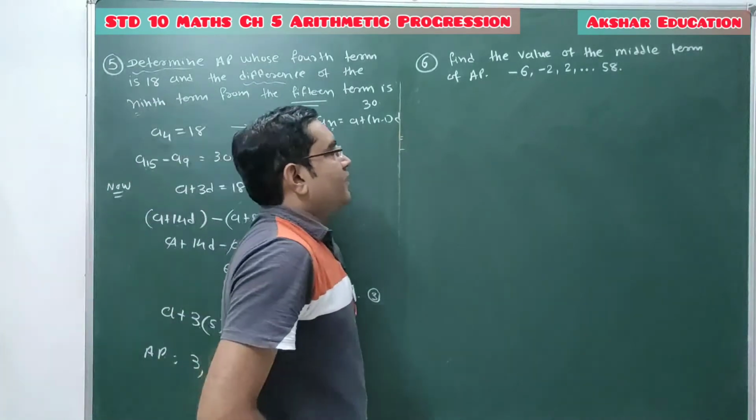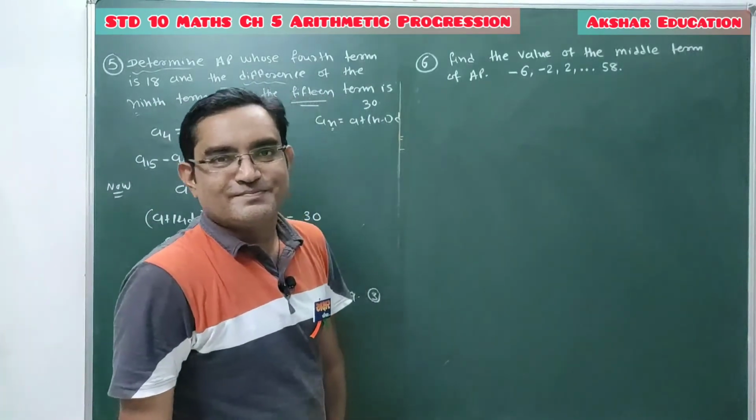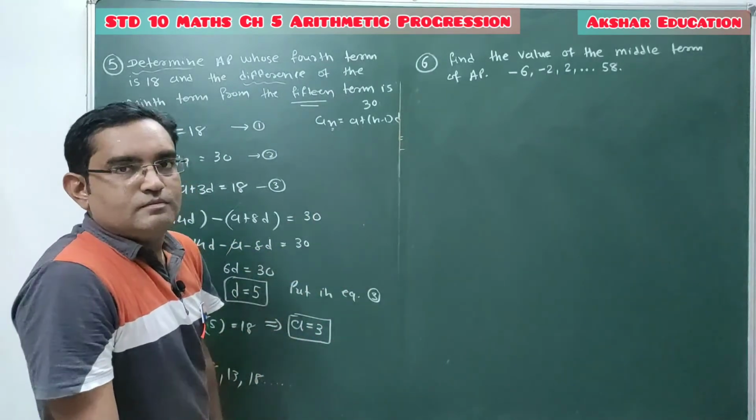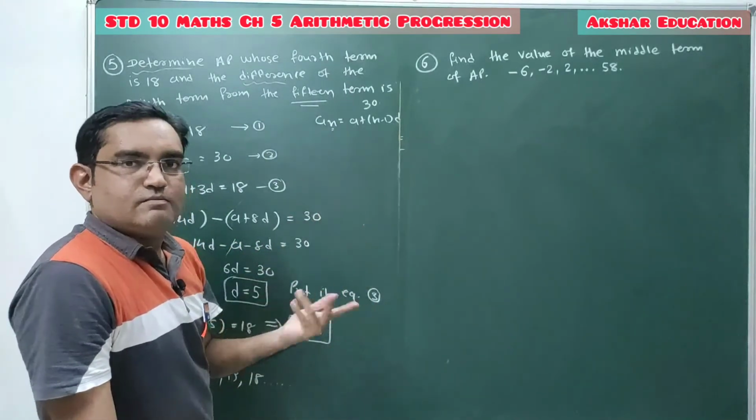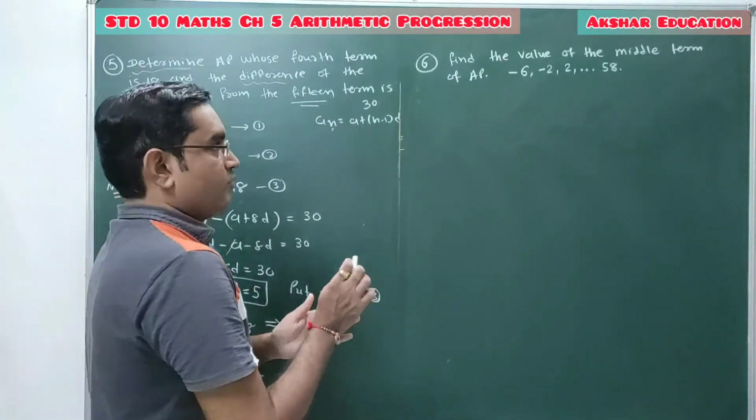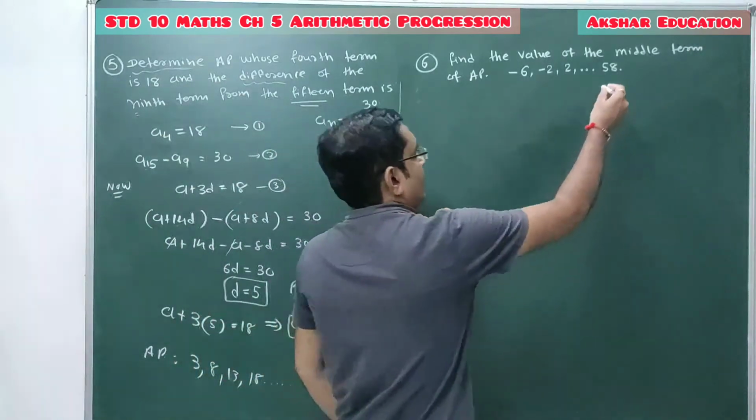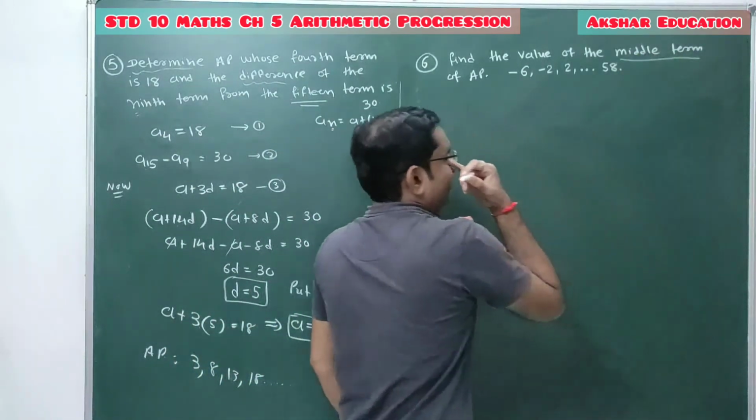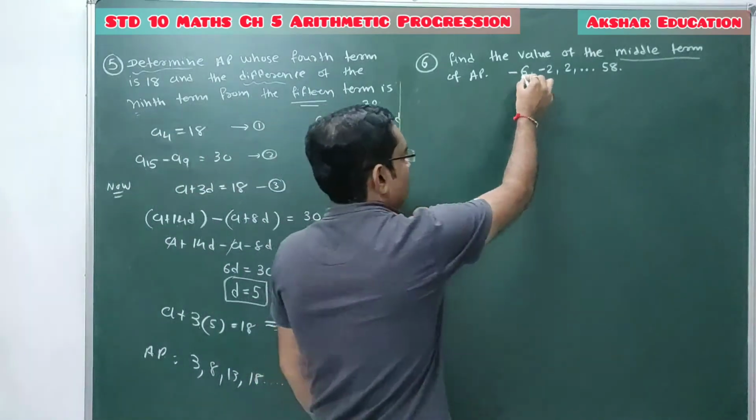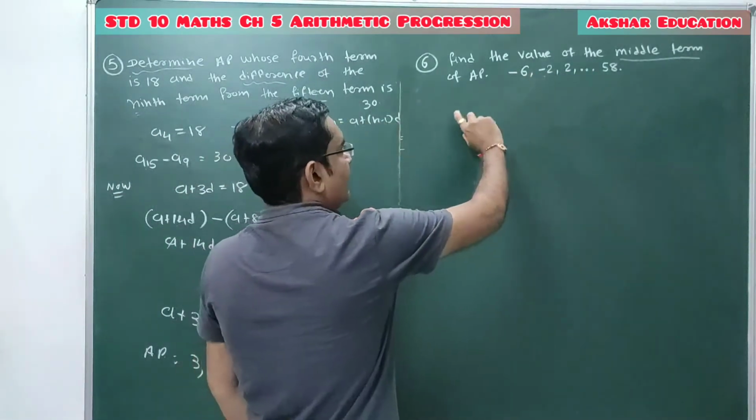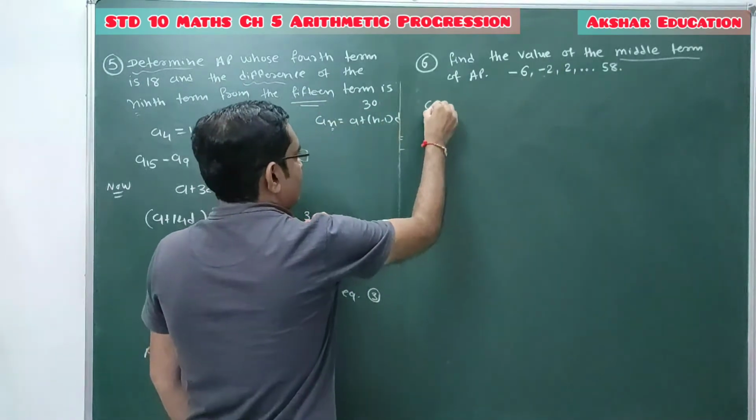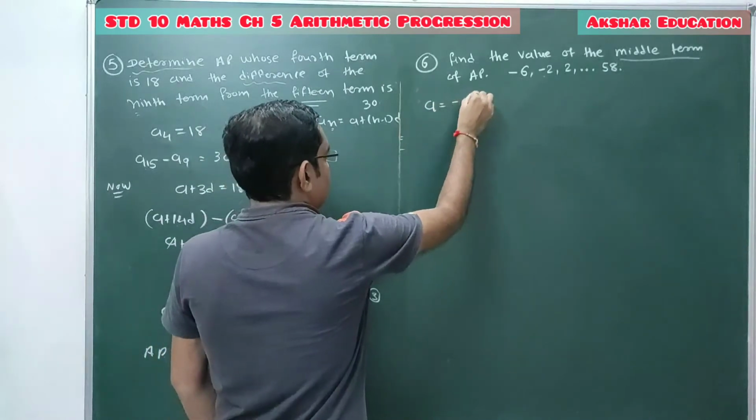Find the value of the middle term of AP. We have the formula of nth term, last term, first term, but we do not have the formula of the middle term. So this is something new we are getting in our question. Find the value of the middle term. So to find the middle term, first we will find the number of terms in this given AP. From this given AP, minus 6, minus 2, 2 and 58, we can directly find the first term of this AP is nothing but minus 6.